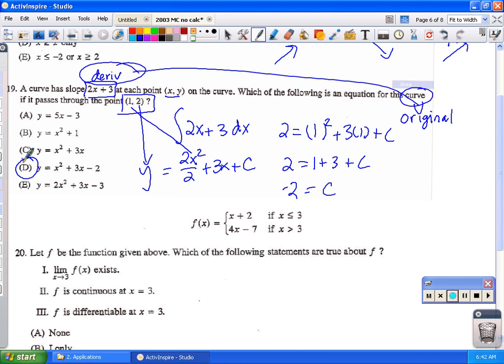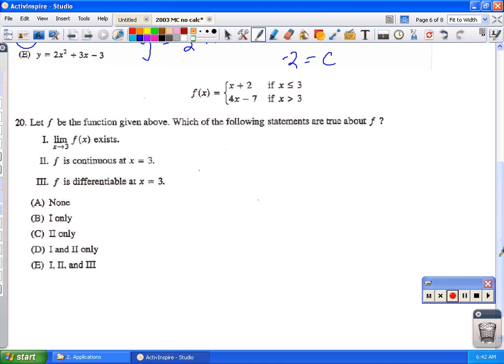That's a very easy question, but students can get stuck on the words. Careful translation. Slope of a curve is the derivative. Find the curve, the original. So if you have a derivative and you want the original, you have to find the antiderivative.